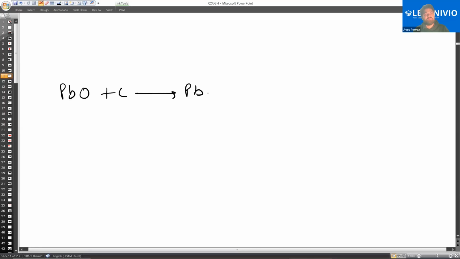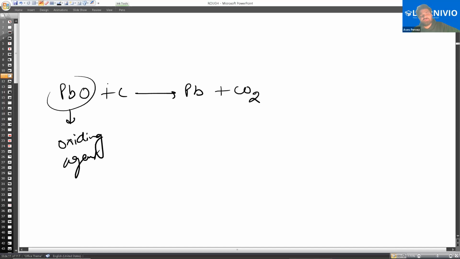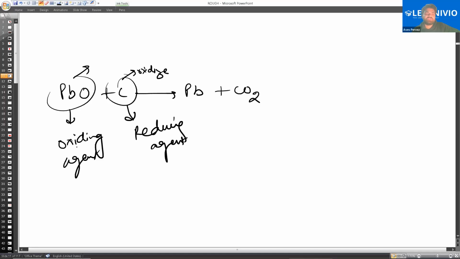Similarly, PbO plus carbon will give you Pb plus CO2. It is carrying oxygen, so it is an oxidizing agent. Similarly, if it is not having oxygen, it is a reducing agent. If it is a reducing agent, then it is oxidized. If it is having oxygen, it is an oxidizing agent, then it is reduced. Got it? Okay.